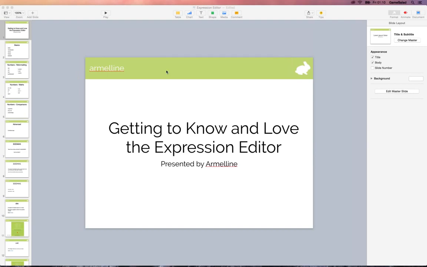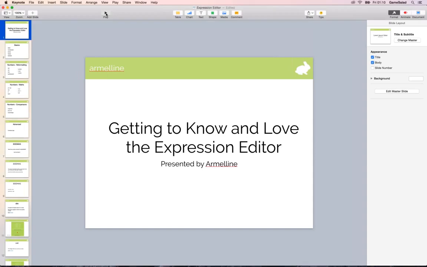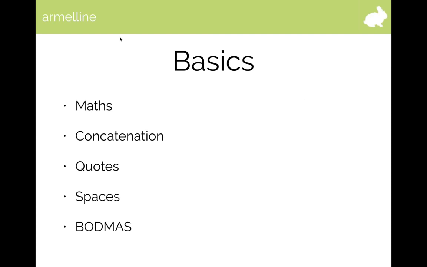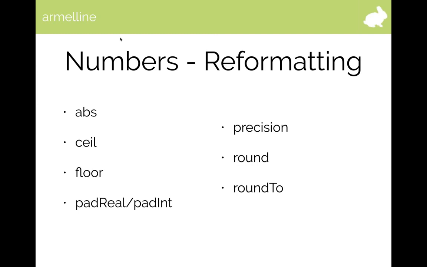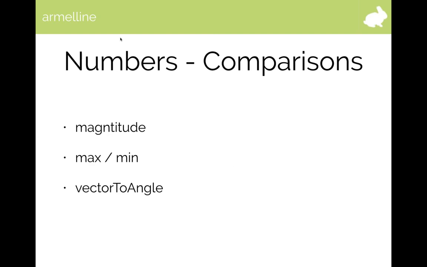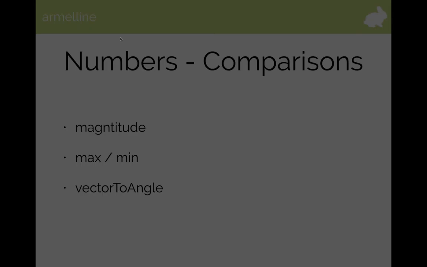I'm going to be talking today a bit about the expression editor. I'm going to be looking at quite a lot of examples using GameSalad itself, but for some of the simpler ones, I'm just going to skip through quite quickly on the presentation. We're going to be looking at a bit about maths, concatenation, which I'll explain what is, quotes and spaces, and order of operation. We're going to look at all the reformatting options, which are quite simple, and we'll look at only quite briefly. Then we get into the proper maths of it, which is much more complicated, and the way of comparing. I've called it comparisons, but it's a bit more complicated than that.